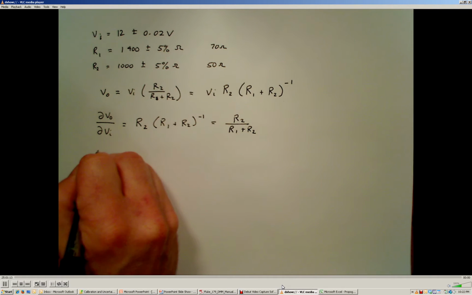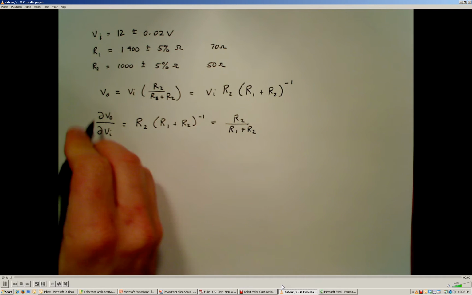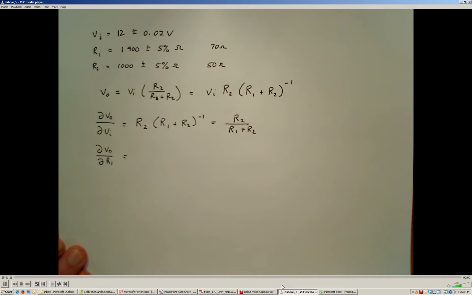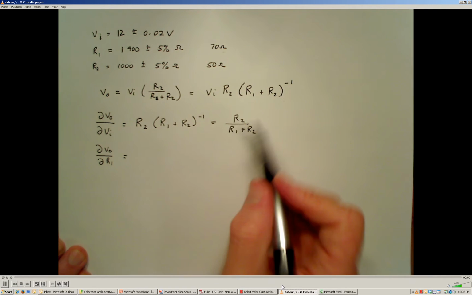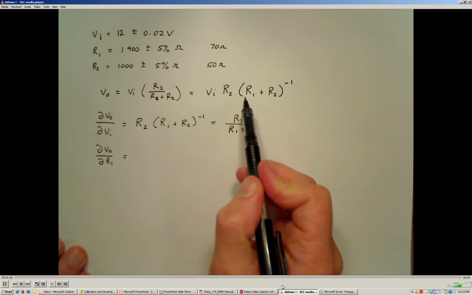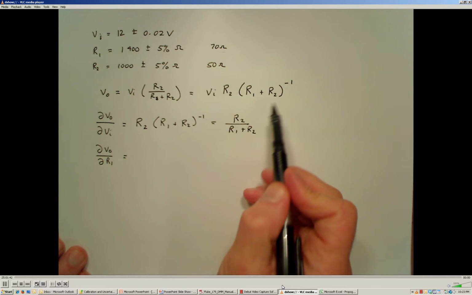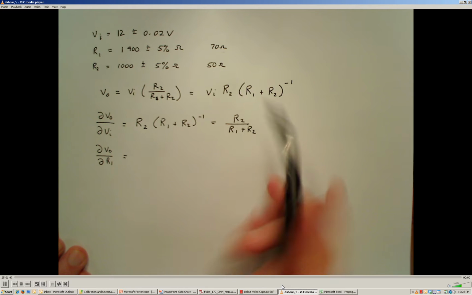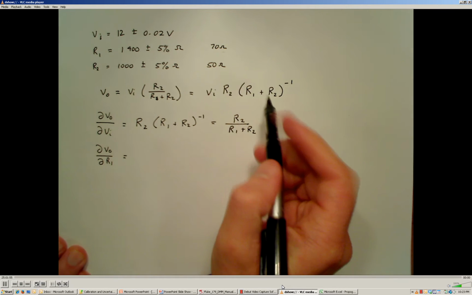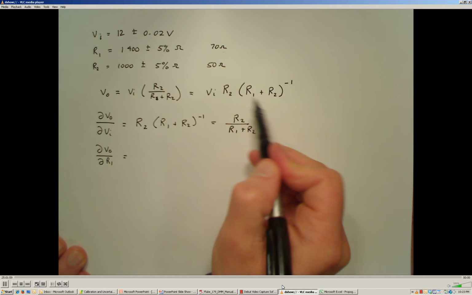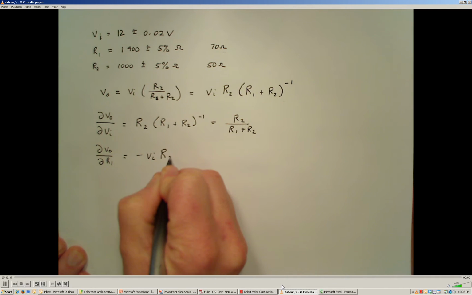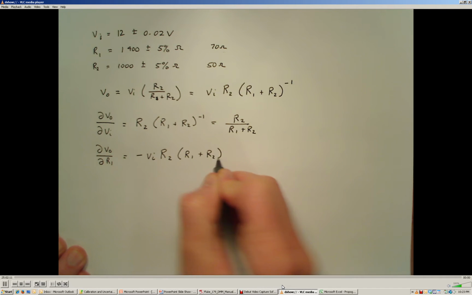I also need to take the partial derivative of the output voltage with respect to R1, because that has some uncertainty associated with it, that 70 ohms. So again, R1 is my variable and everything else is held constant. I have to remember my chain rule here. If I take the u substitution route, this whole term right here is my u. The derivative of that will give me negative Vi times R2 times the quantity R1 plus R2 raised to the negative 2.